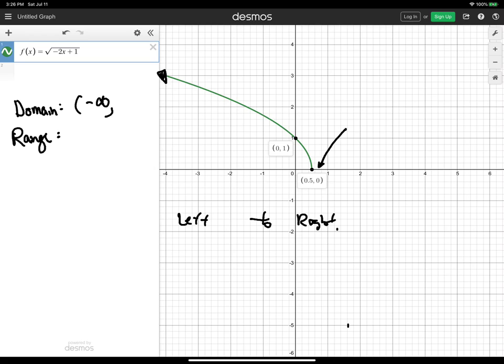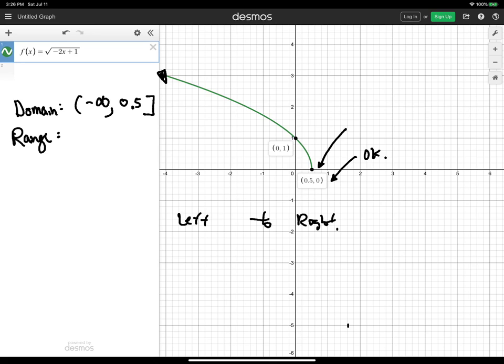And with the square root function, it is okay for y to be 0. So therefore, this graph starts from negative infinity from the left, goes towards the right, and it stops at 0.5. And that is our domain.